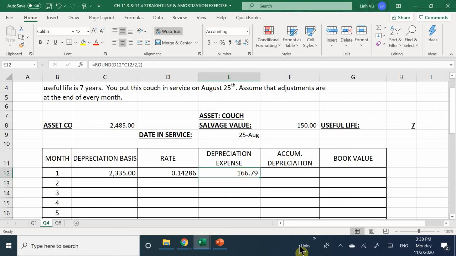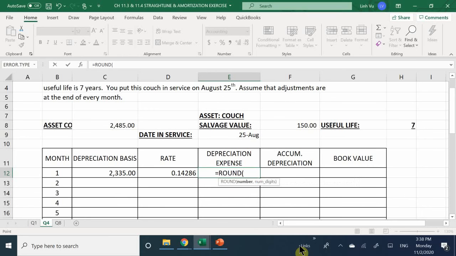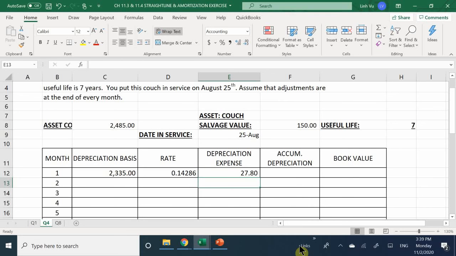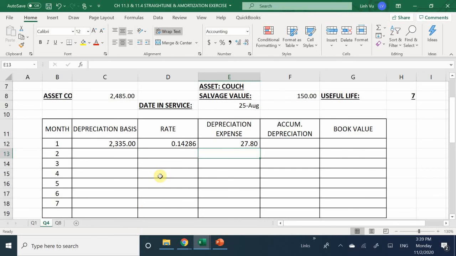Hold on. I divided it by 2. We're going to divide it by 12. I had 27.7975. So yes, 27.80. Good. And that's how much you're going to accumulate for 1 month. So, because I'm doing this on a month to month basis, that means this is how much I'm going to depreciate every single month.